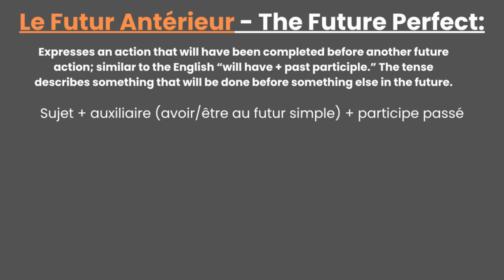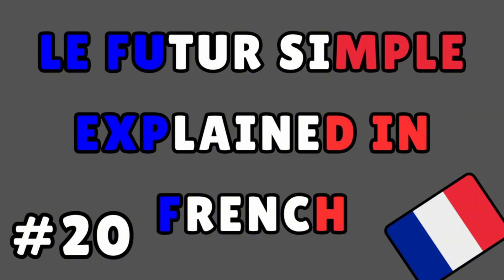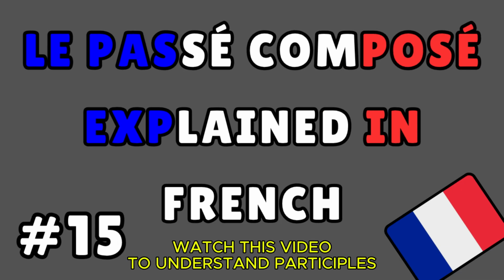However, the difference in this tense is that the auxiliary verbs will use future simple conjugations. I already showed them in the previous video, which I recommend watching before continuing with this lesson. Additionally, past participles are a complex topic in many French tenses, and I thoroughly explained them in my compound past video, which I also recommend watching before this video.